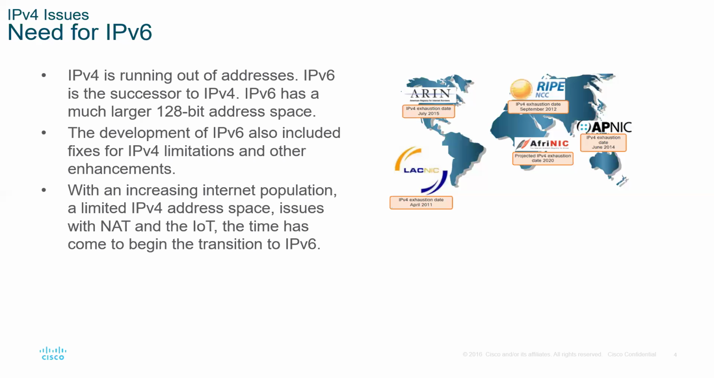Right, we start with the need for IPv6. Why have IPv6? So IPv4 is running out of addresses. IPv6 is the successor. IPv6 has a much larger address space. The development of IPv6 also included fixes for limitations in version 4. We'll discuss those limitations. Lastly, with an increase in internet population, a limited version 4 address space, issues with NAT and IoT, the time has come to begin the transition to IPv6.